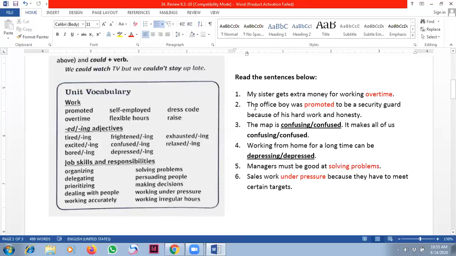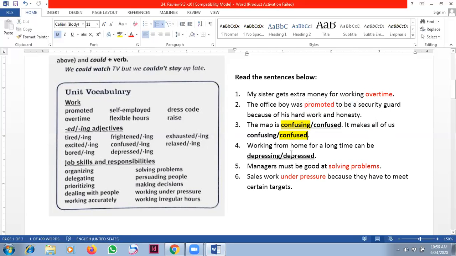All right. So here, some of the examples. My sister gets extra money for working overtime. Working overtime here means working more than the normal time. The office boy was promoted to be a security guard because of his hard work and honesty. Promoted here is to be put on a higher rank in the office. The map is confusing. Confusing, right? Not confused. The map is confusing. I am confused. It makes all of us confused.